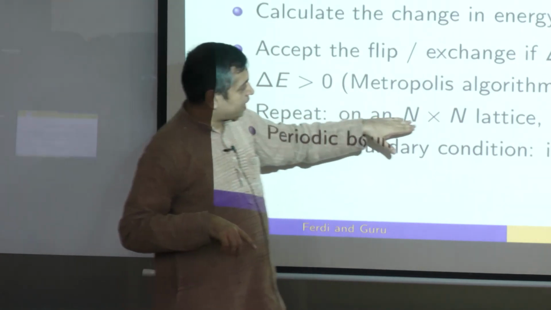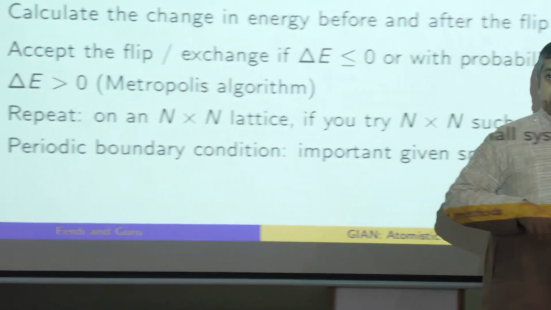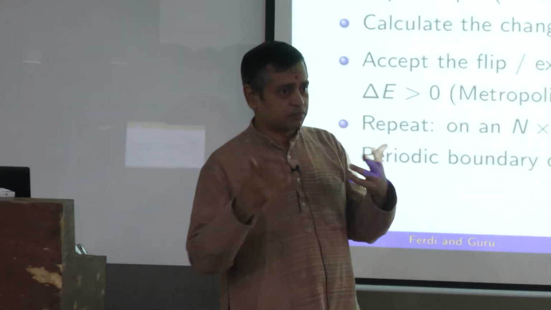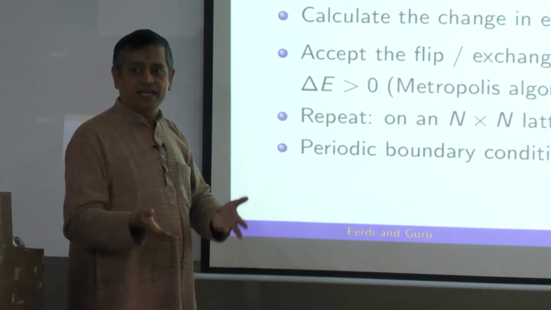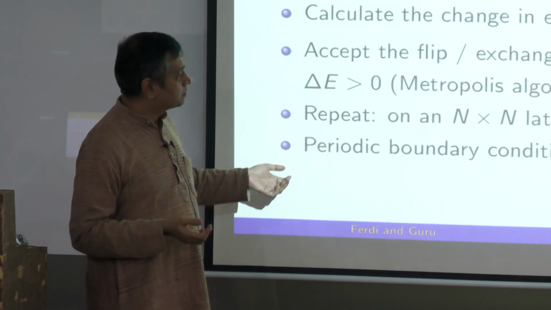So, on an n by n lattice, if you make n by n such moves, that is called one Monte Carlo step. This is just terminology. You will see this and I will keep saying 1 MC step and 2 MC steps and so on, so you should know what it means.